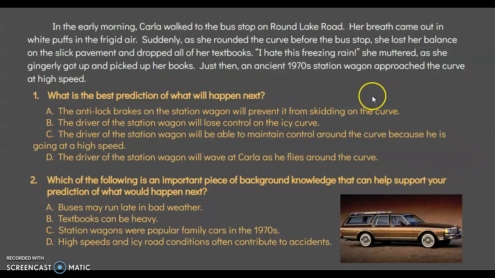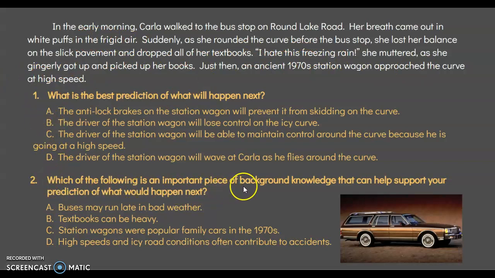So the best answer choice, what is the best prediction of what will happen next? So the ancient 1970s station wagon approached the curve at high speed. So probably the best answer choice is B, right? Because we know that the pavement is slick, we know that it's cold, it's freezing rain. This car is going at a high speed, so probably we'll lose control.